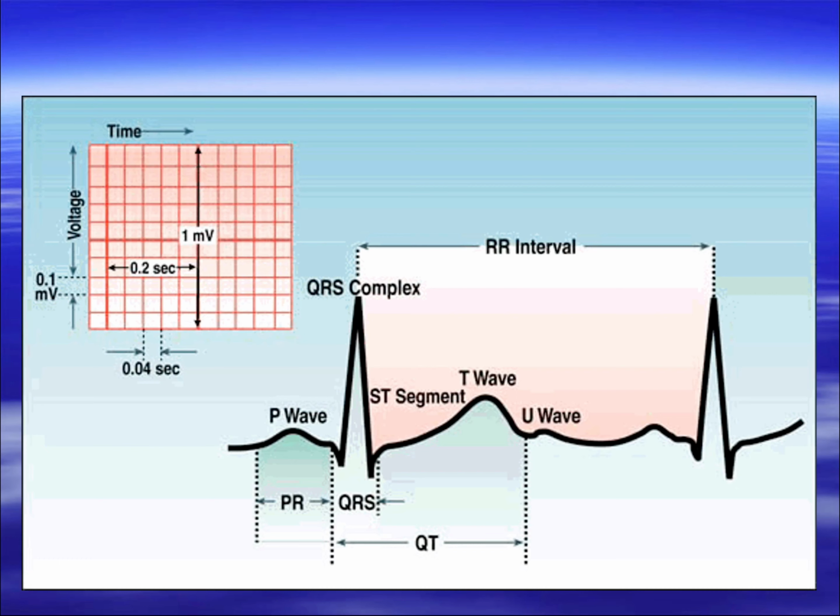The QRS is the depolarization or squeezing of the ventricles. Where that S wave meets the isoelectric line is the J point. We talk about that more in 12-lead interpretation.